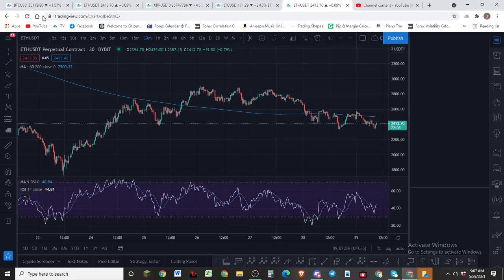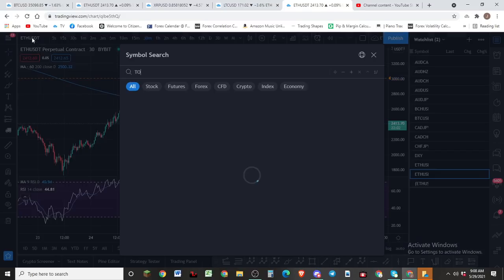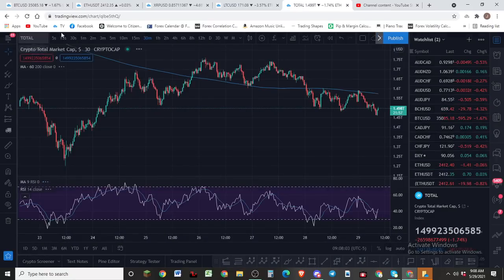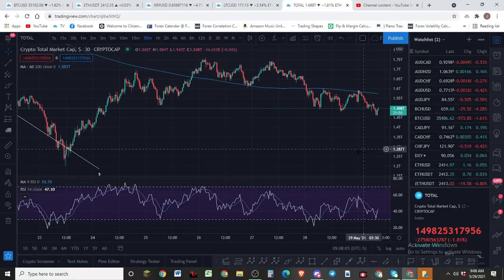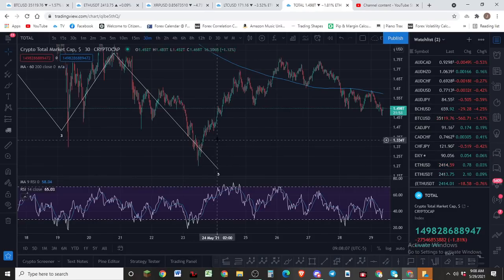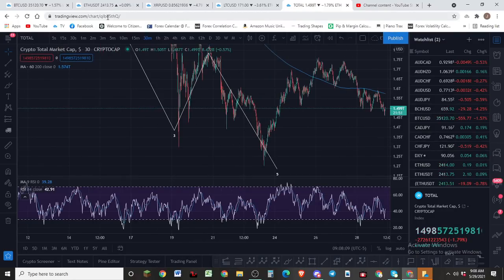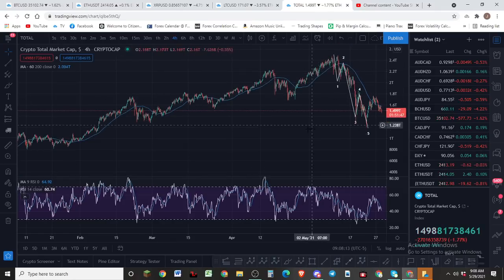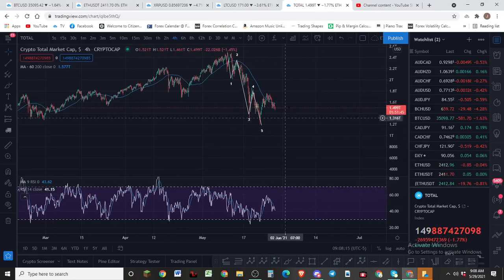Yeah, absolutely. In fact, I've actually had the total market cap up on my screen because we got a clear five. See, the total market cap has a clear five wave down off the top. So I'm just looking for this three waves to be finished. A three wave move back up.